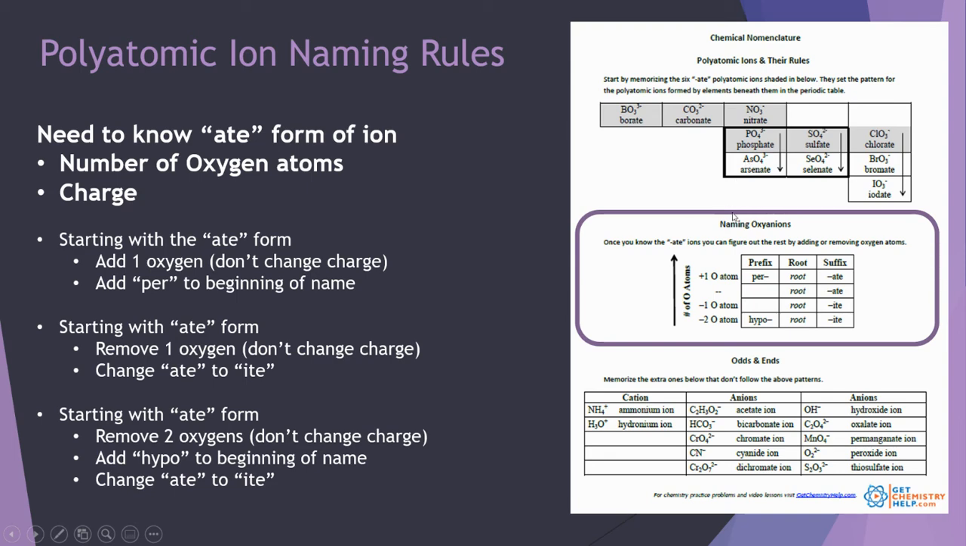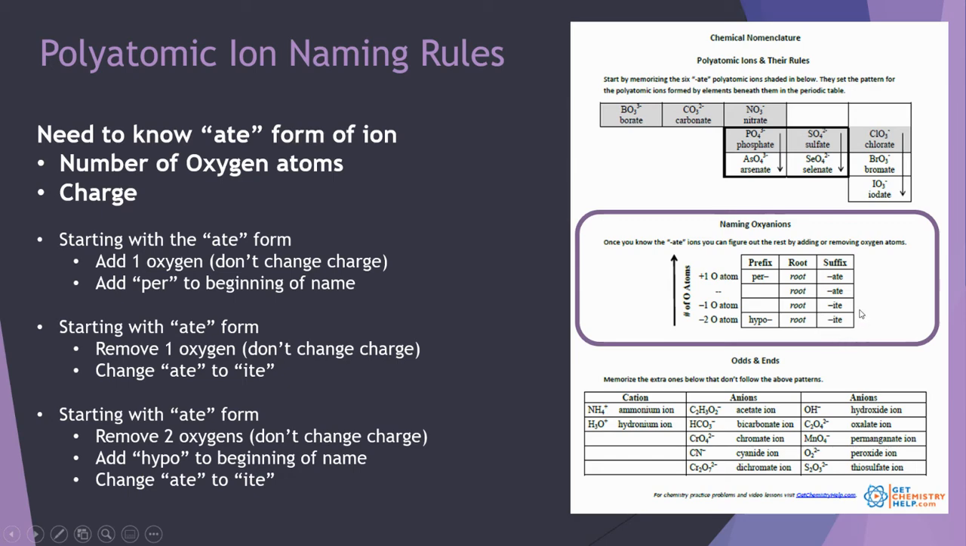If you did that, you can take the one that has the ate, and if you add one oxygen atom to it and you don't change the charge, it becomes per-root-ate. If you remove one oxygen atom from the ate, it now has the suffix "ite." If you remove 2 oxygen atoms, you're now going to have a prefix of hypo, and you're going to have the suffix of "ite."